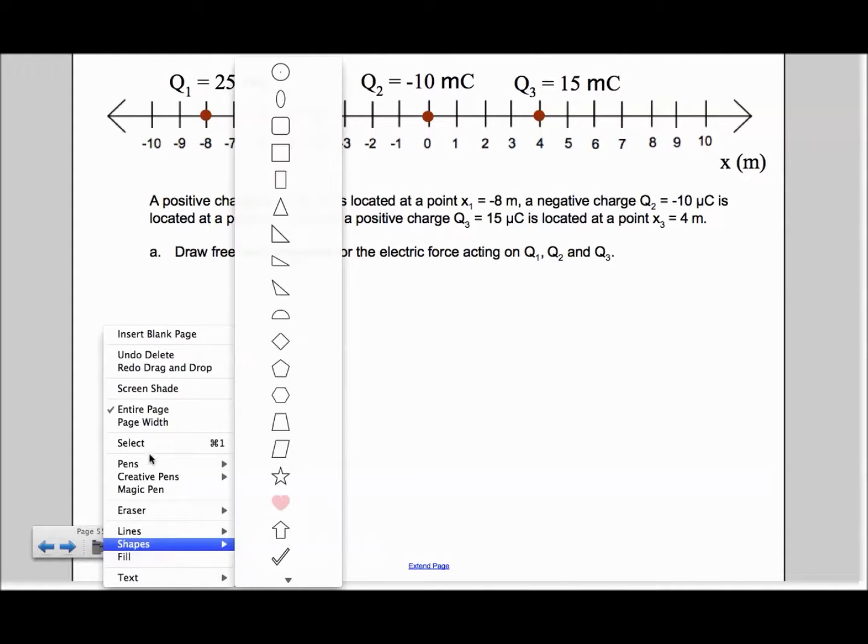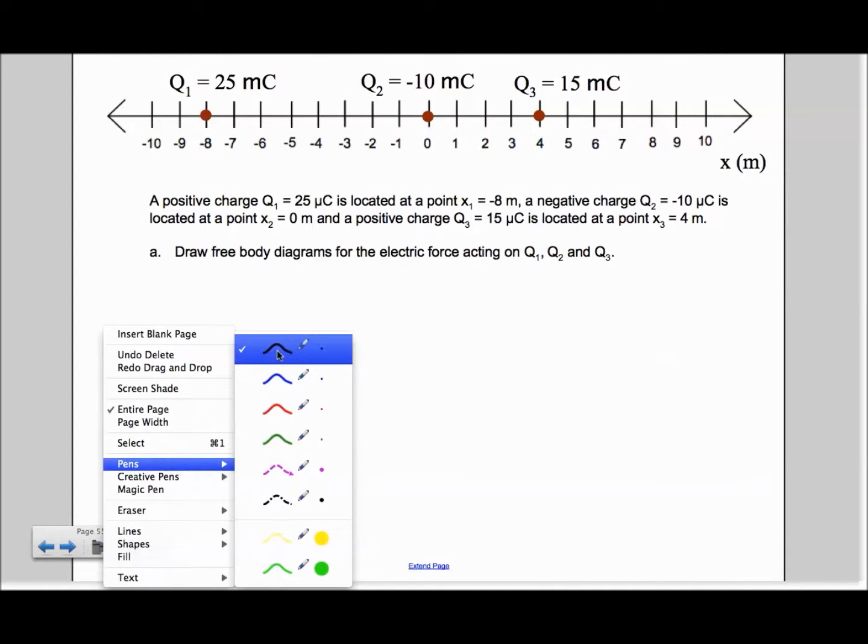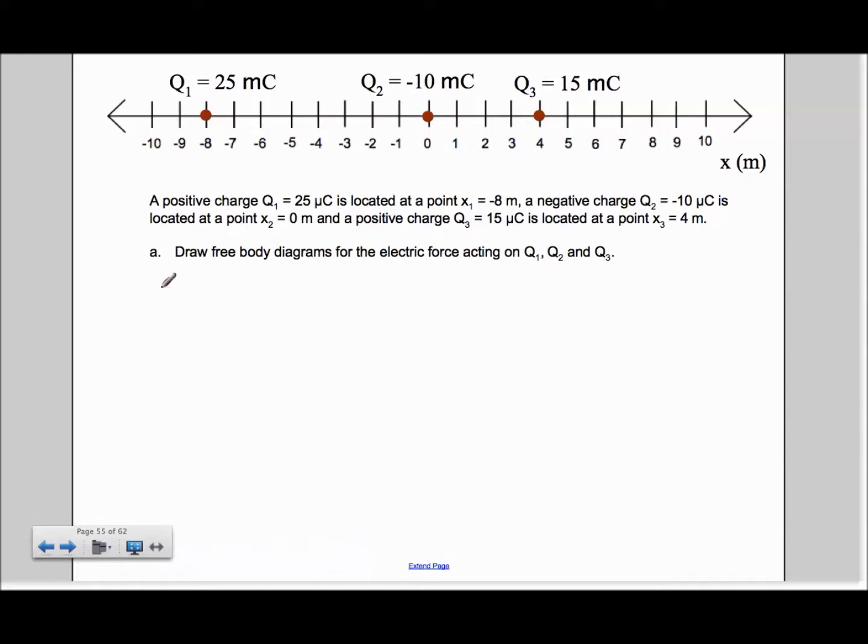For your free body diagrams, for Q1, it will experience a force towards Q2 since they both have opposite signs, but this force will be greater than the force that Q1 experiences due to Q3, since Q1 and Q2 have a lesser difference of distance from each other, and it will experience a force away from Q3 because they both have the same sign.